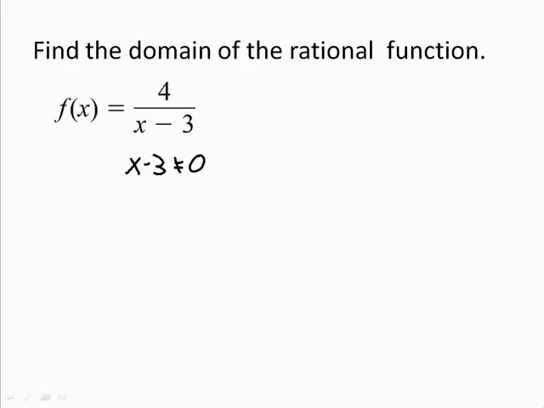So x minus 3 cannot equal 0. Solve for x. X cannot equal 3. The domain of the function is all points besides 3. Meaning the domain is negative infinity to 3 and 3 to infinity.